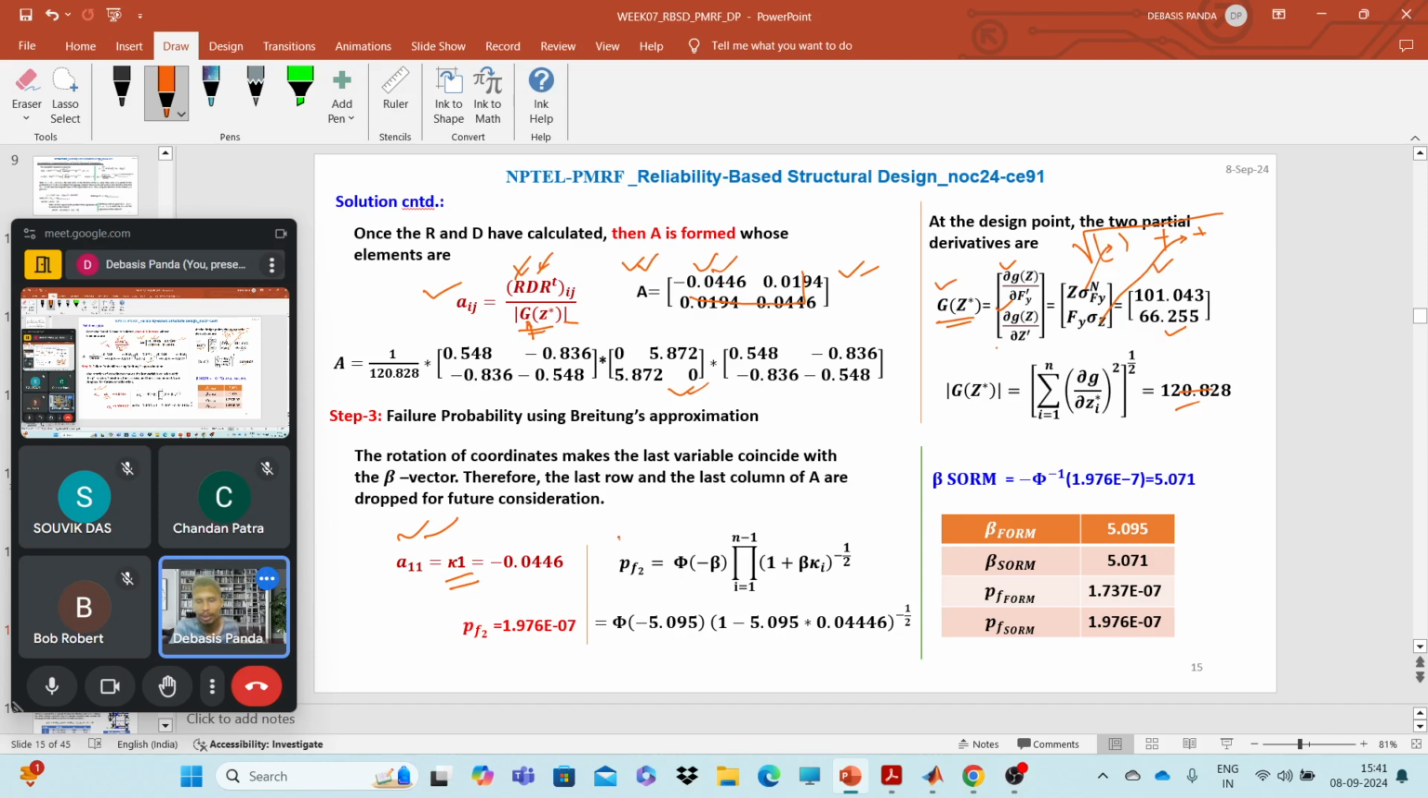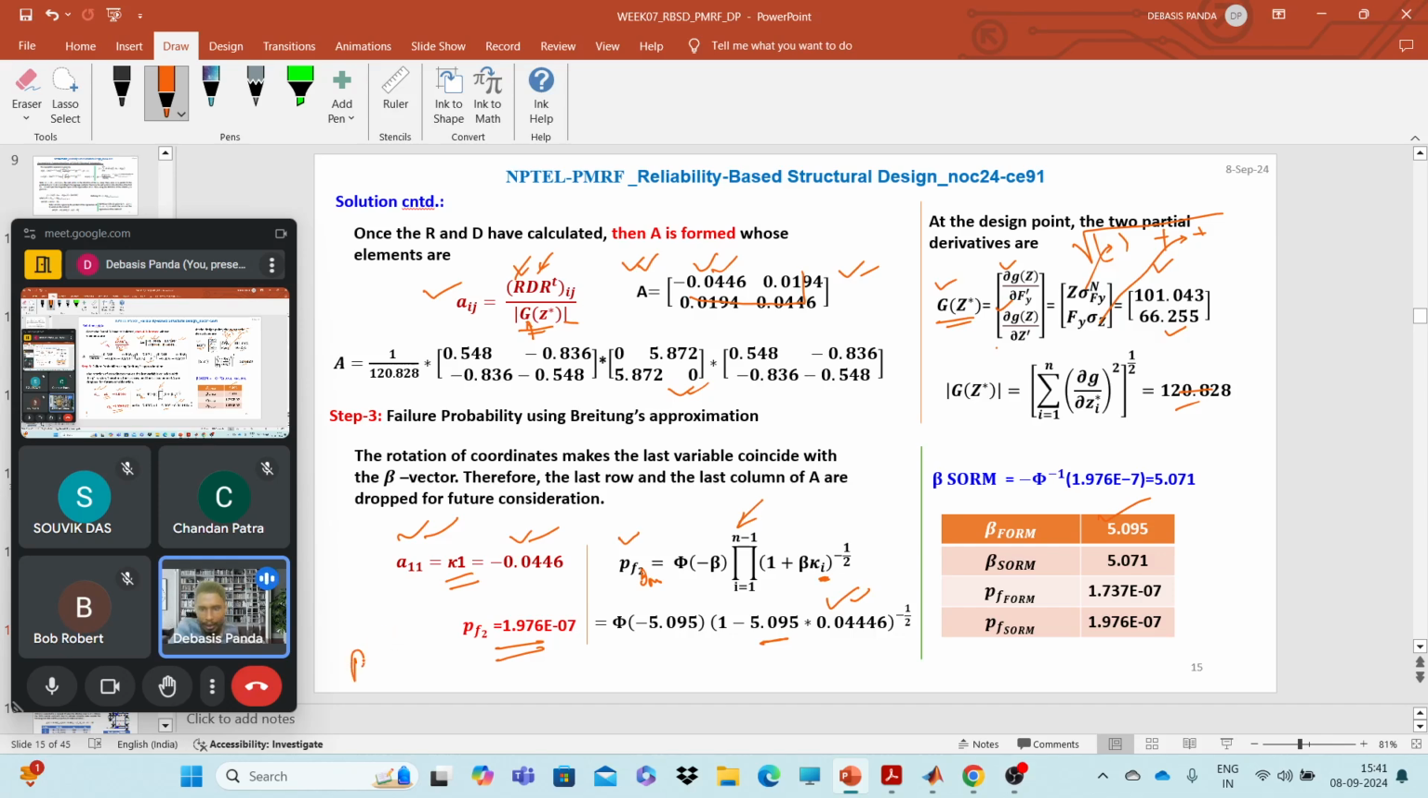Now once we have this kappa 1, just incorporate it within the Breitung model. So PF2, that means PF SORM or PF Breitung, you can use it. PF2 here refers to second order reliability using Breitung. It will be phi of minus beta. Here we only have one kappa value, so we don't need the multiplication sign from i to n minus 1. So it is 1 minus, this is the beta value we got from the FORM result, into this kappa value, and if we solve it, we get the probability of failure equal to 1.976 e to the power minus 6.